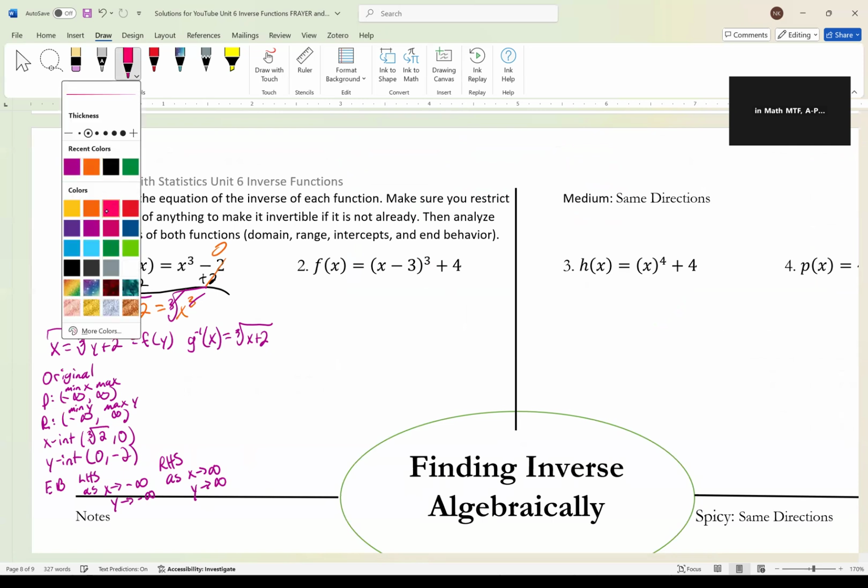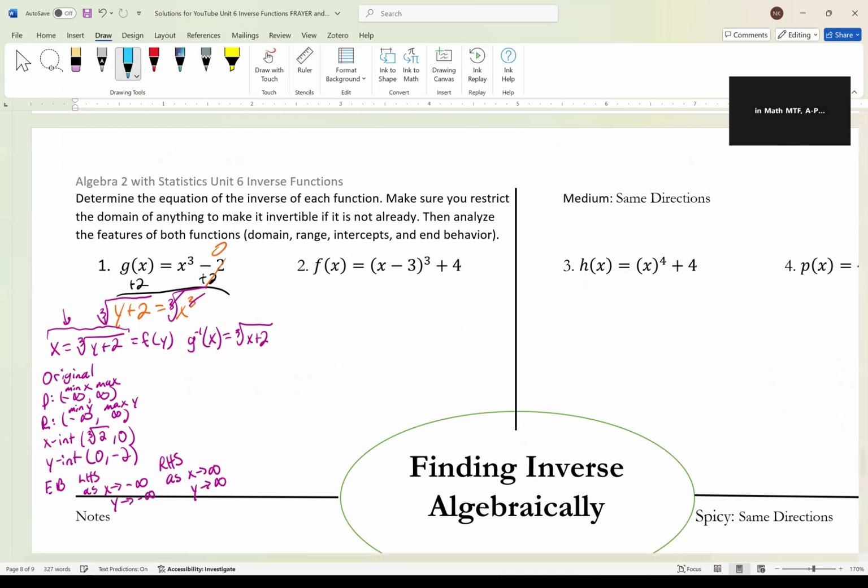However, now that I've done all that, the inverse features would be super easy because my domain is what the range was, right? What was my output is now my input. So negative infinity to infinity. Range, what was my input now becomes my output because those inputs and outputs are transposing. My x-intercept would be what the y-intercept was, except notice negative 2, 0, because the input and output transposed. Y-intercept would be 0, comma, the cube root of 2. And end behavior stays exactly the same.